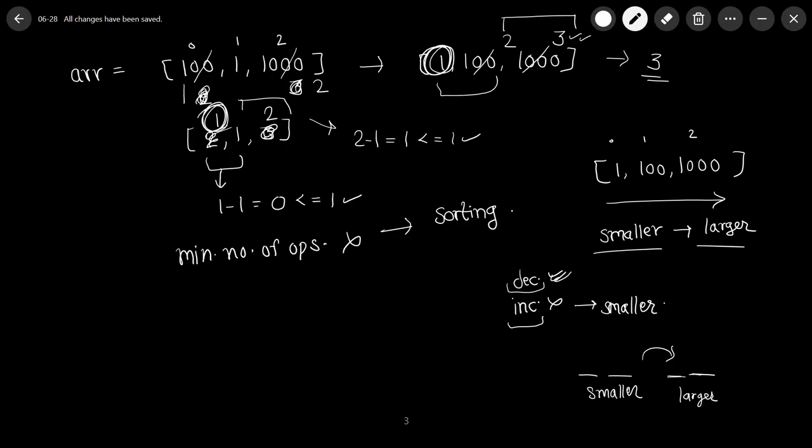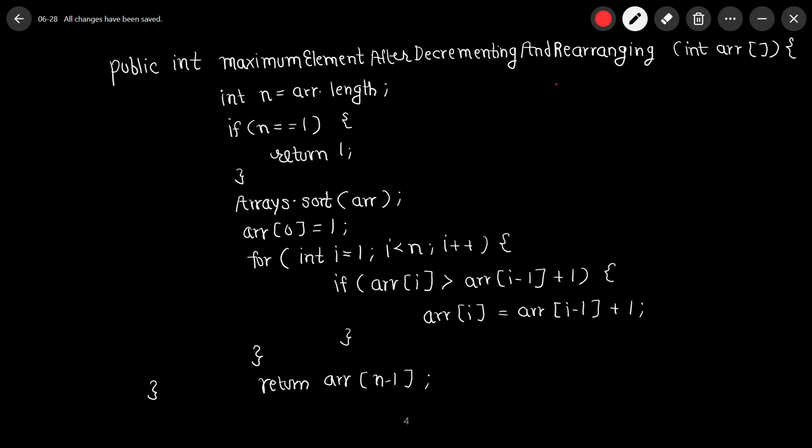Now let's head over to the code of it. So coming to the code, we need to return the maximum element, and we are given an array called arr. So we first compute the length of it. As discussed, if the length is 1, we directly return 1. Then we sort our array, and we also set the first element to 1 because we must do it. It's given in the question. Then the first element is dealt with. So now we deal with the remaining elements, that is 1 till the n minus 1th element.